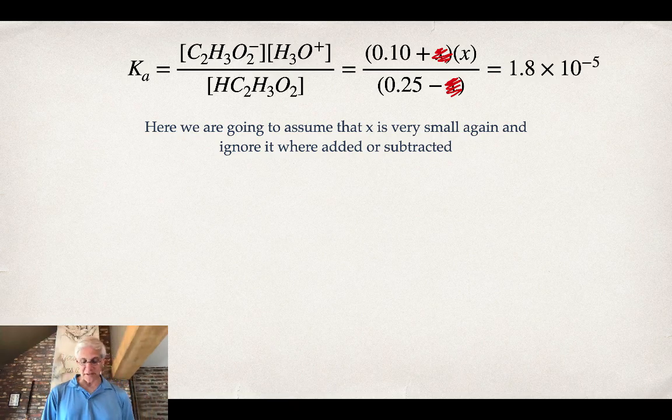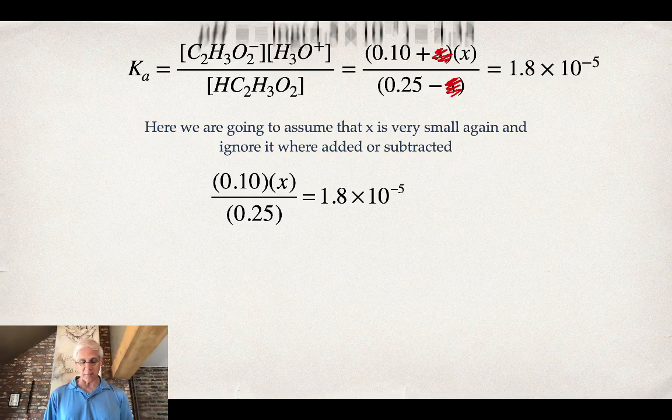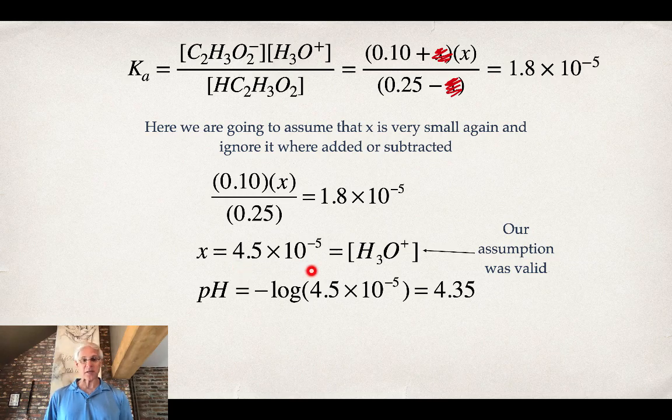Now, this simplifies our problem greatly because we end up with 0.1 X over 0.25 is equal to 1.8 times 10 to the minus 5. And what we end up with for a value for X is 4.5 times 10 to the minus 5. And you can see that 4.5 times 10 to the minus 5 is much smaller than 0.25, much smaller than 0.1. It's outside the significant figures, and so if you add or subtract that value here, it will not make any difference to those values to two significant figures, out in the second digit there.